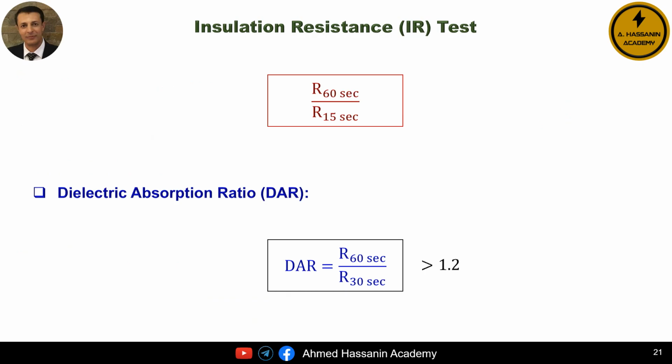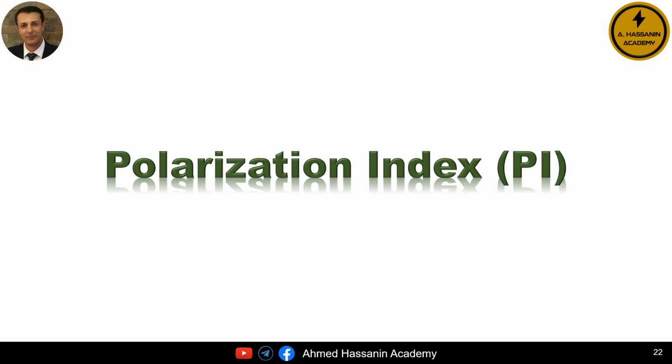Accordingly, the insulation resistance value is measured after 15 seconds and also after 60 seconds of applying the DC voltage by dividing the voltage by the current. We can also calculate the dielectric absorption ratio, DAR, by dividing the resistance value after 60 seconds by the resistance value after 30 seconds. The acceptable value must be greater than 1.2. As I mentioned earlier, in order to obtain accurate results for the insulation resistance value, the leakage current should not be recorded until both the capacitive charging current and the absorption current have decayed to zero.